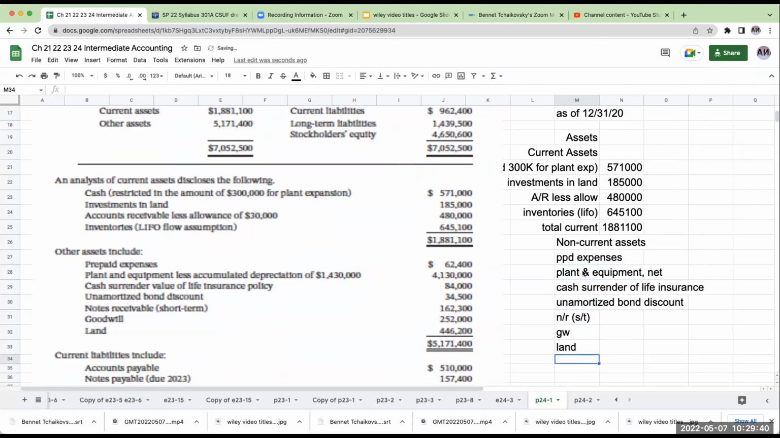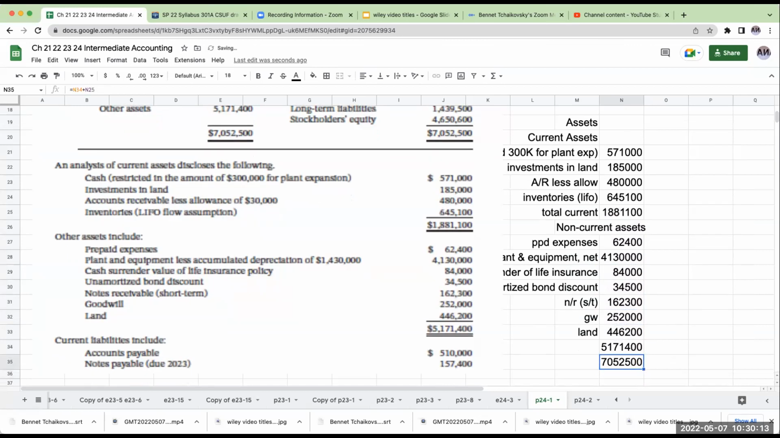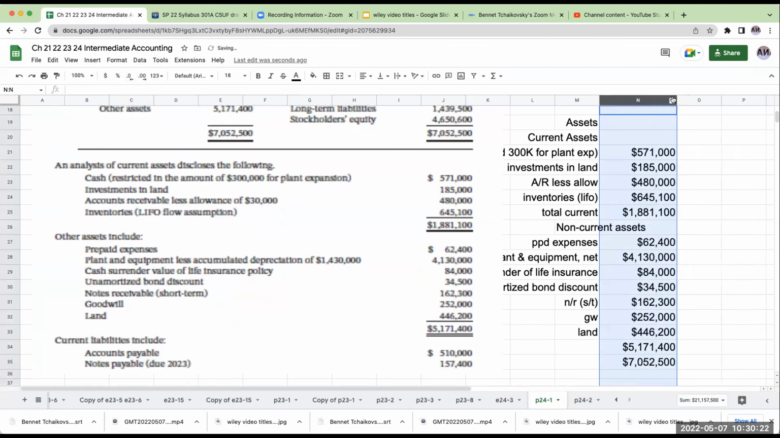So let's take a look at this. Okay, so prepaid expenses are 62,400, 4,130,000, 84,000, 34,500, 162,300, 252,446,200. So when we add up our other assets, we get 5,171,400, and if I add that to the current, I'm getting 7,052,500.